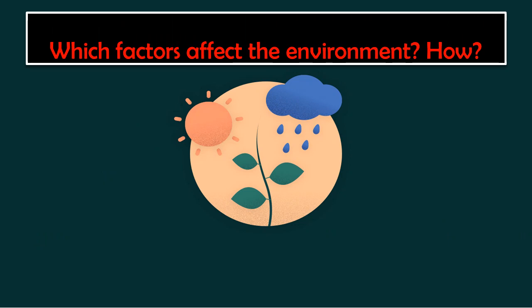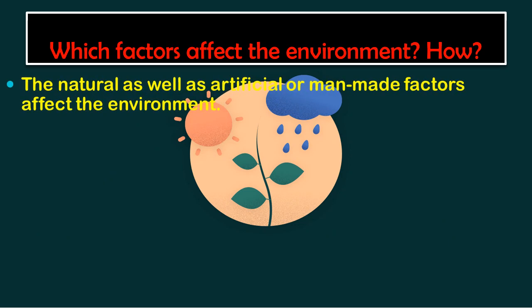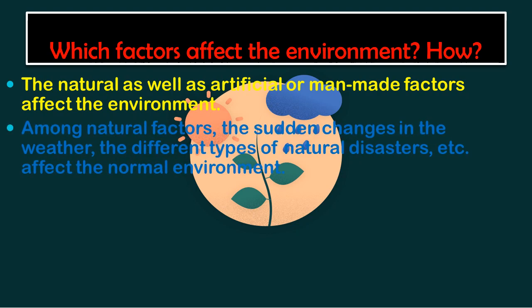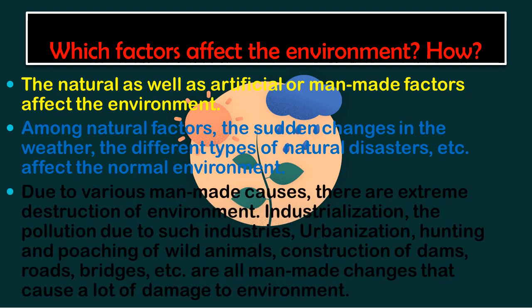First question: which factors affect the environment and how? Students, natural as well as artificial or man-made factors affect the environment. So we are harming the environment, and it is getting harmed naturally as well. Among natural factors, sudden changes in the weather and different types of natural disasters affect the normal environment. Due to various man-made activities, there is extreme destruction of the environment, such as industrialization, that means the construction of many industries day by day, and the pollution.